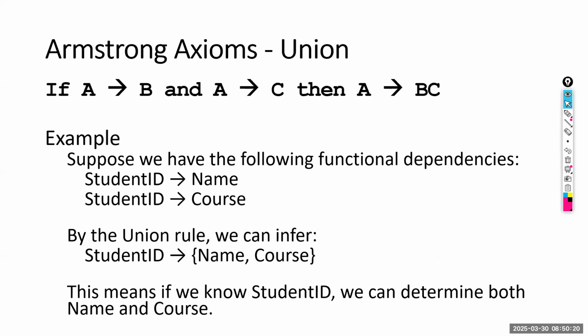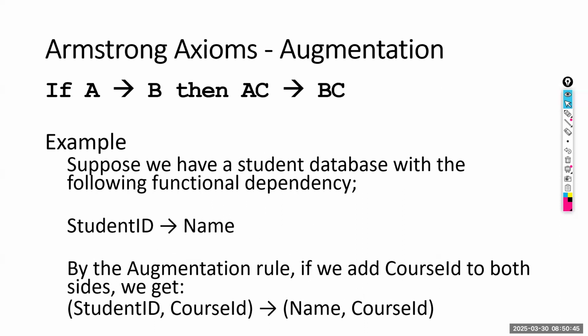So this is union. Student ID determines name. Student ID determines course. So therefore, we know the name and course combination for this student if you know the student ID, assuming one student is doing one course. Okay. Again, under that assumption, so augmentation. Student ID determines name. Then student ID and course ID determines name and course ID.